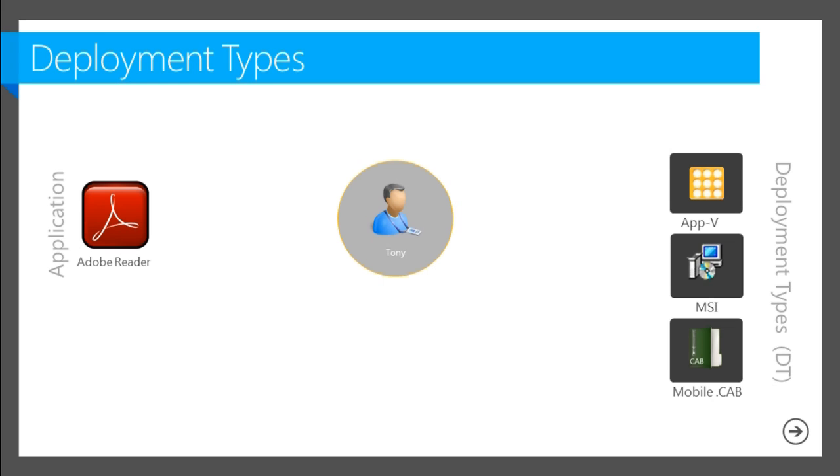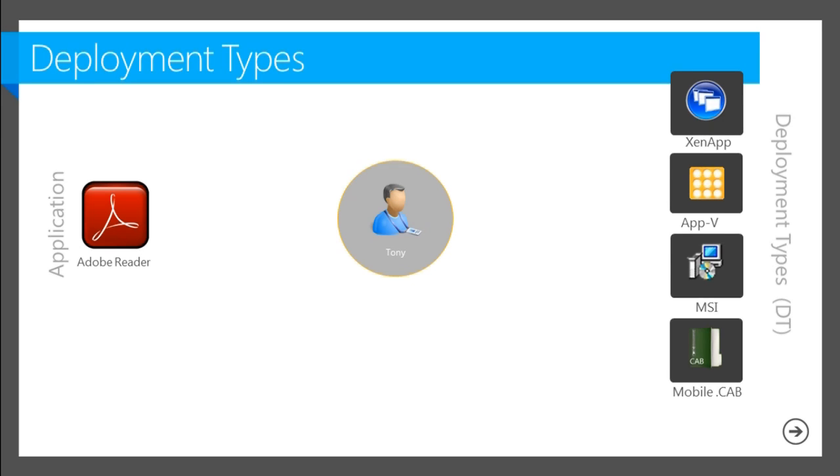Okay. So the goal of the SCCM admin, like Patrick said, is to figure out how to deliver this application, in this case Adobe Reader, to a user, Tony, an employee. Now, the admin has a choice of deployment types that come out of the box with SCCM 2012. You guys know this. There's the AppV deployment type. There's traditional MSIs. There's the mobile CAB files. So what Citrix has done with the XenApp connector for SCCM is extend the deployment type model to add XenApp as a first-class citizen, as a new deployment type in the Config Manager console.